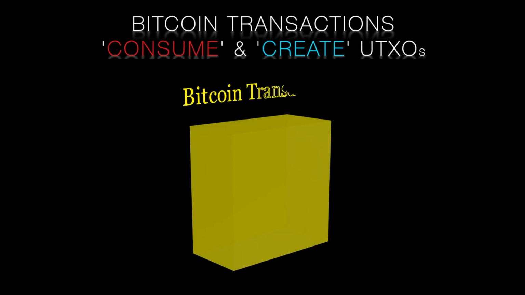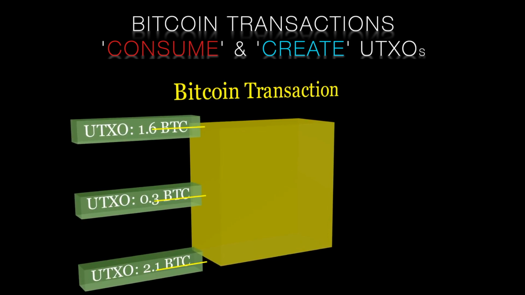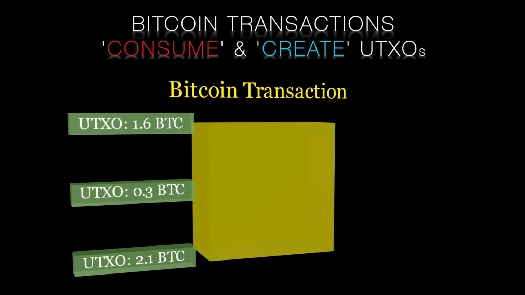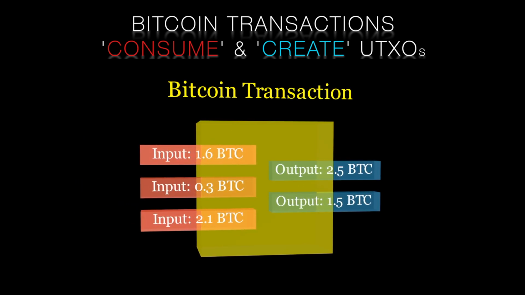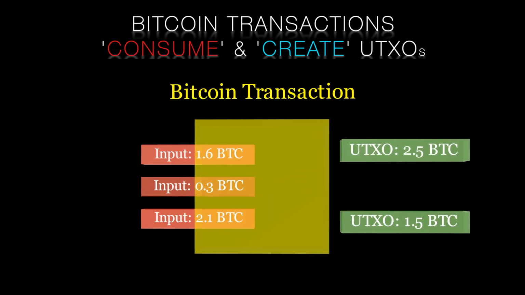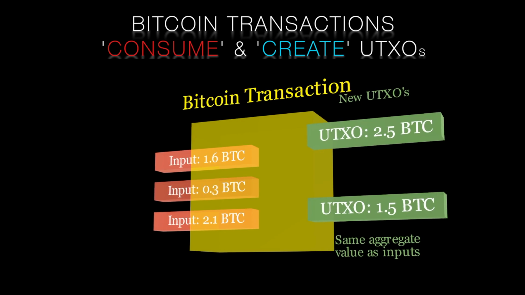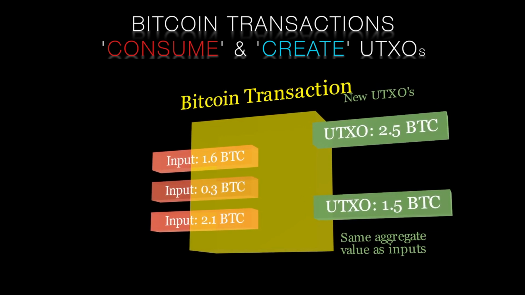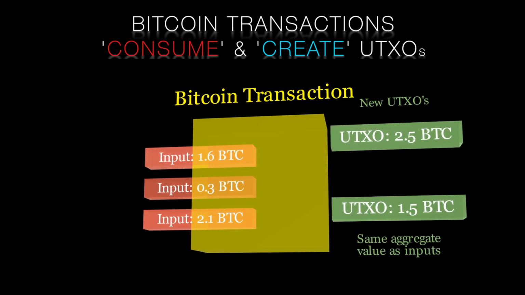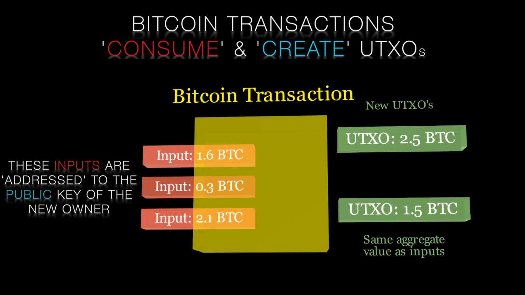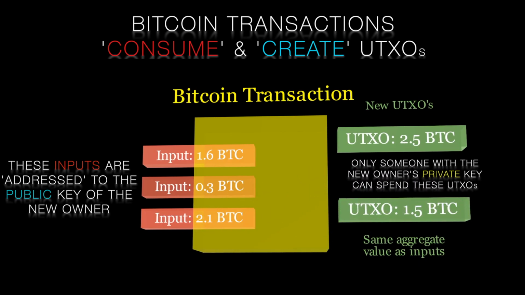Thus, Bitcoin transactions consume and create UTXOs. The UTXOs consumed by a transaction are called inputs. The UTXOs created by a transaction are called outputs. This way, units of Bitcoin value move forward from owner to owner in a chain of transactions consuming and creating UTXOs. Transactions consume UTXOs addressed to the hash of a public key. Only the owner of the private key paired with that public key can unlock the UTXOs.